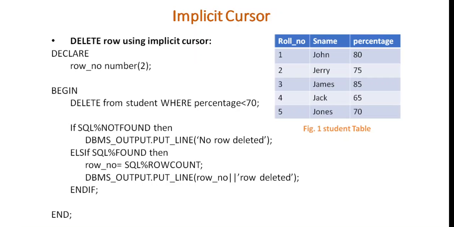If we want to delete all rows, then we can simply write delete from student without specifying any condition. Then it will delete all rows from the table. So in an implicit cursor, we can update a number of rows using a single update command without specifying any condition. Similarly, we can delete a number of rows, with or without a condition, in an implicit cursor PLSQL block.